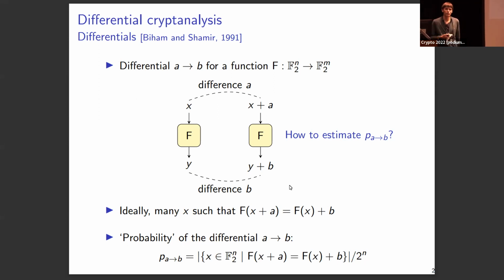Ideally, we want to find such a pair of differences, also called a differential, so that there are many inputs x for which this difference equation holds. The number of such x divided by 2 to the n is what we call the probability of the differential. The basic problem this paper deals with is how to compute this probability.